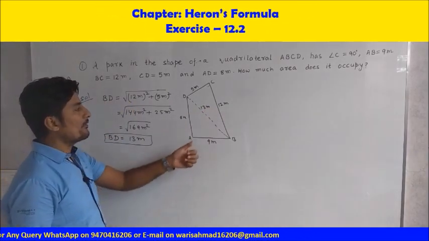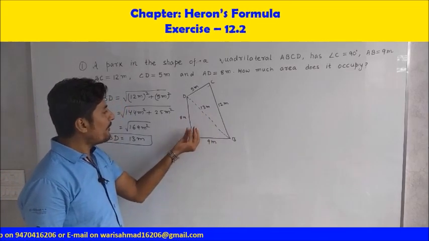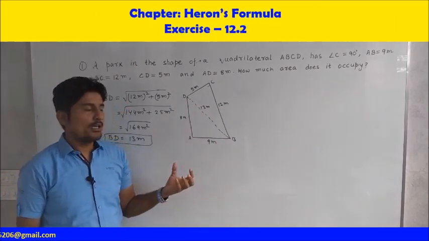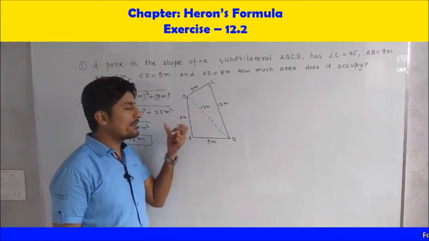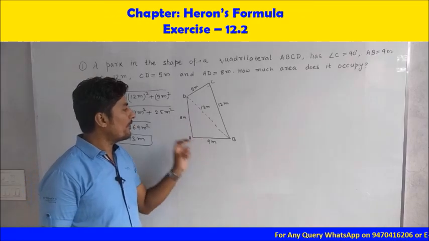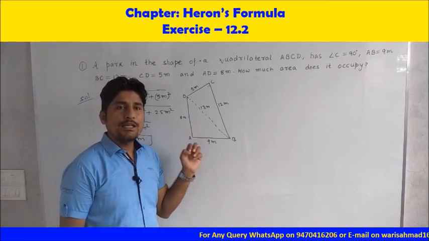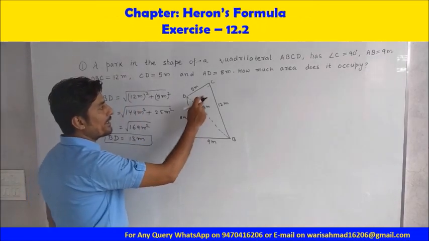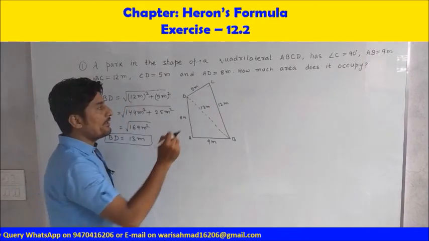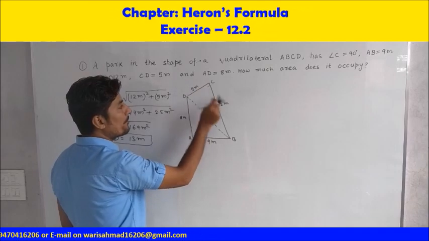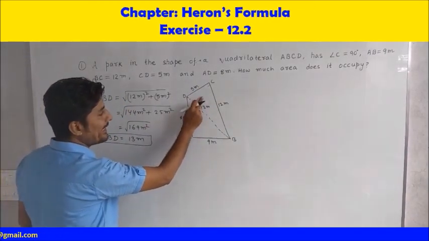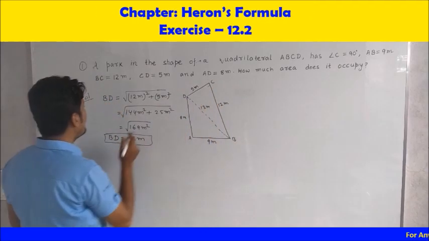After getting the measurement of this side BD, we can easily find the area of triangle ABD by using Heron's formula, because the measurement of each side is different. This is a scalene triangle. So we can find the area of this triangle by using Heron's formula. In this triangle, since this is a right angle triangle, we can use the formula area of triangle equals 1 upon 2 into base into corresponding height. So first of all, I am going to find the area of triangle BCD.